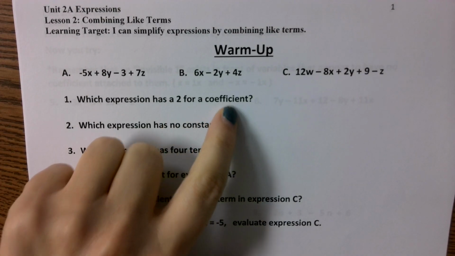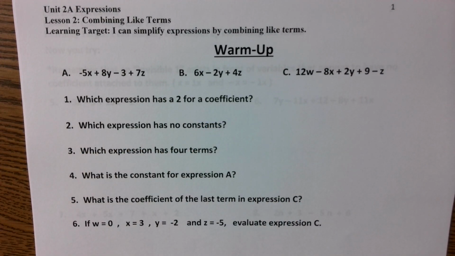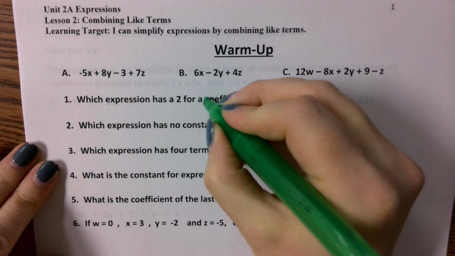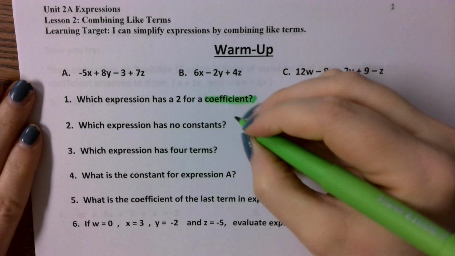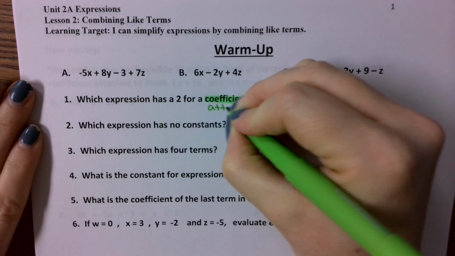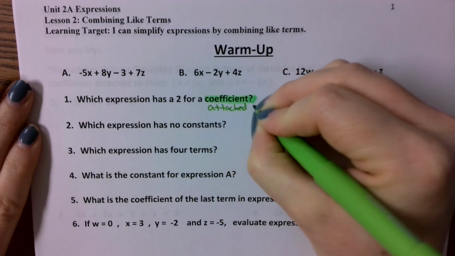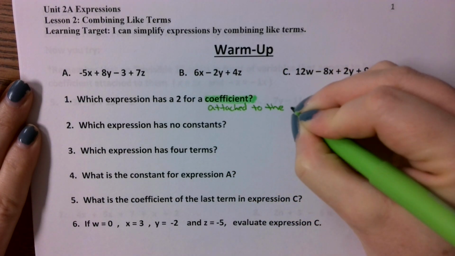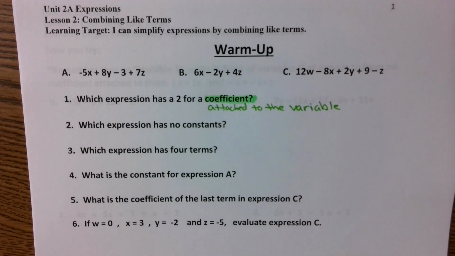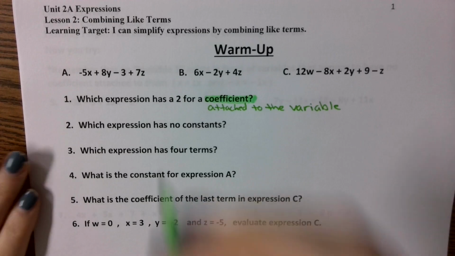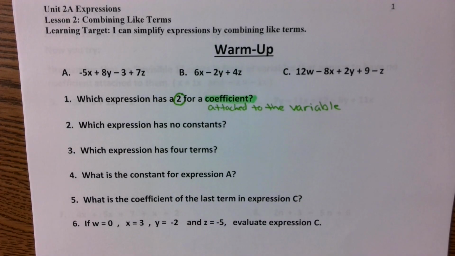Now remember, when we say coefficient, and I'm going to go ahead and highlight that word again. Yesterday we talked about it, highlighted it in our green before. But remember, a coefficient is attached to the variable. It is attached to the variable. So we are looking for the expression that has a 2 as a coefficient.